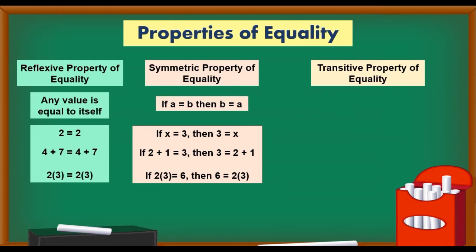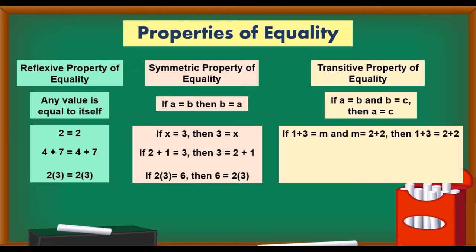Another one is what we call the transitive property of equality. Ano naman po yung transitive? If A daw ay equal kay B, and B ay equal kay C, then A equals kay C. So, for example, if 1 plus 3 is equal to M, and then si M ay equal kay 2 plus 2, then we can say that 1 plus 3 equals 2 plus 2. Tama po ba? 1 plus 3 ay 4, 2 plus 2 is 4. So, equal pa rin po siya.